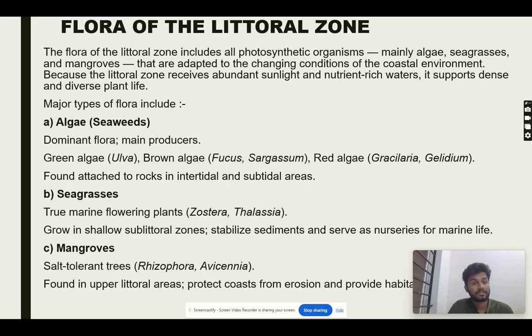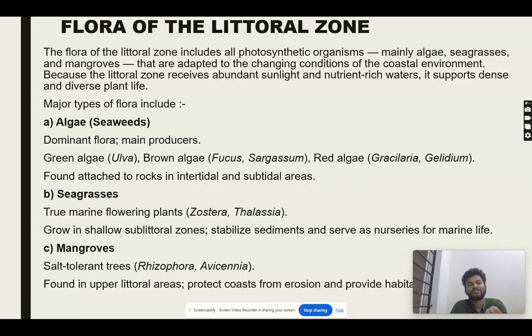Then comes the major types of flora. First one is algae, seaweeds. They are the dominant flora, the main producers, and they are photosynthetic organisms. Green algae like Ulva, brown algae like Fucus and Sargassum, and red algae like Gracilaria and Gelidium are found attached to rocks in intertidal and subtidal areas.